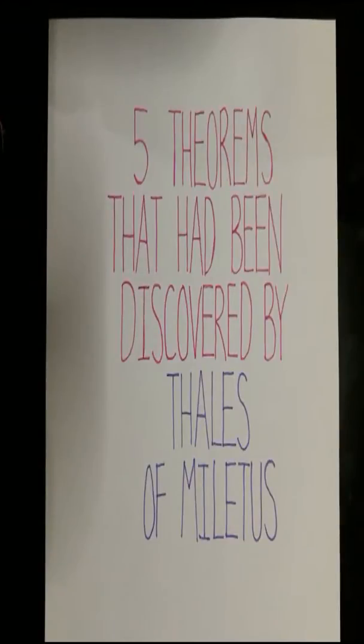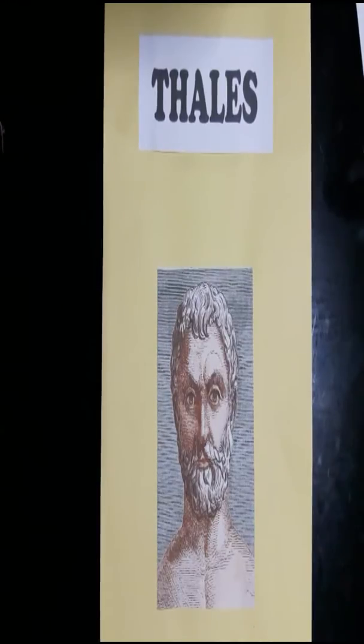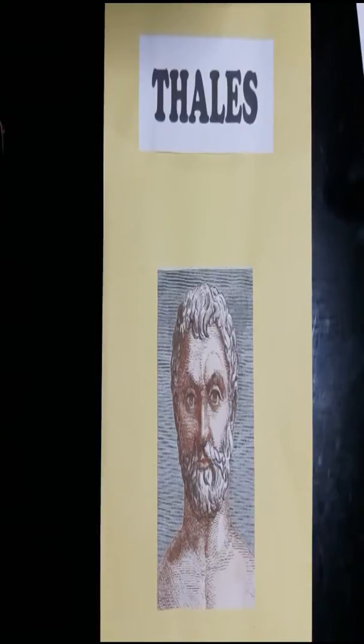Hi all, this video is going to be on the 5 theorems that had been discovered by Thales of Miletus. This is Thales. He was said to be the first philosopher and first scientist of his time. We are going to talk about the 5 theorems that he discovered and go into little details about each one.